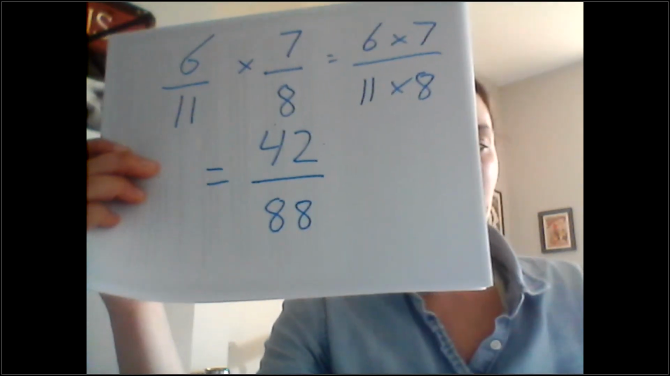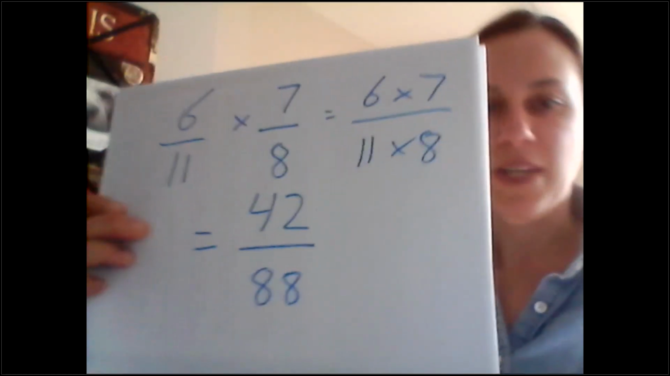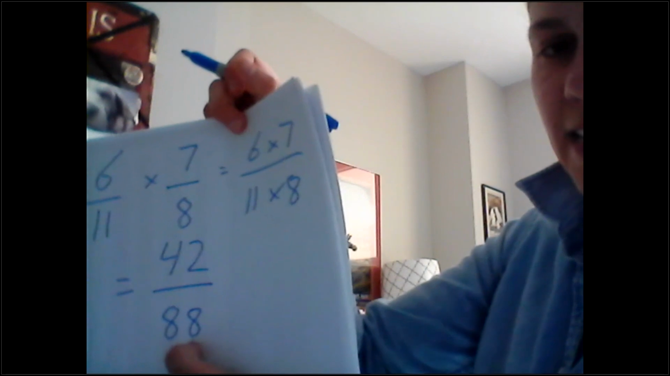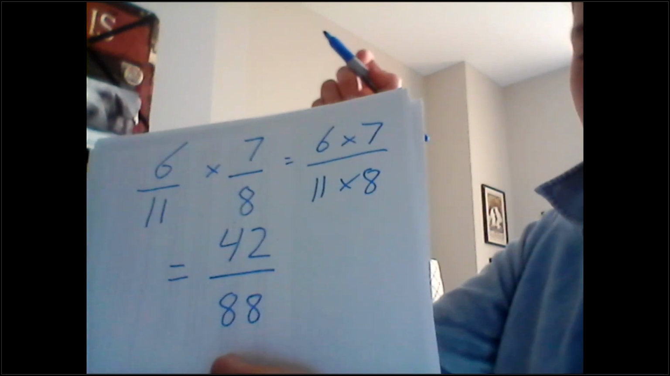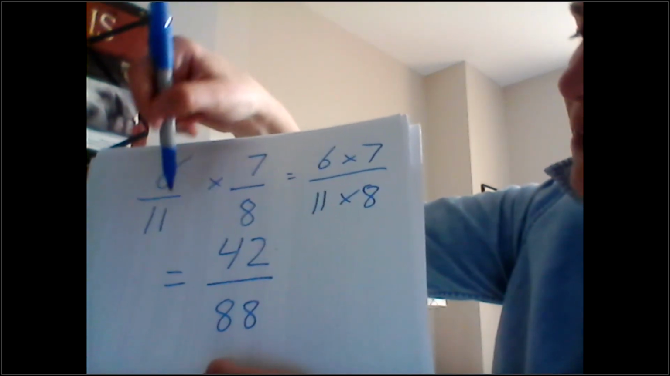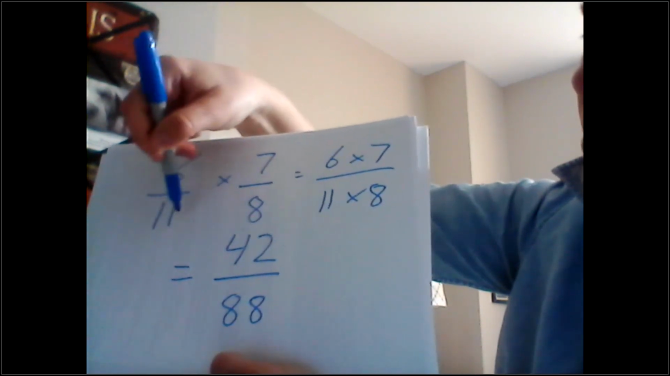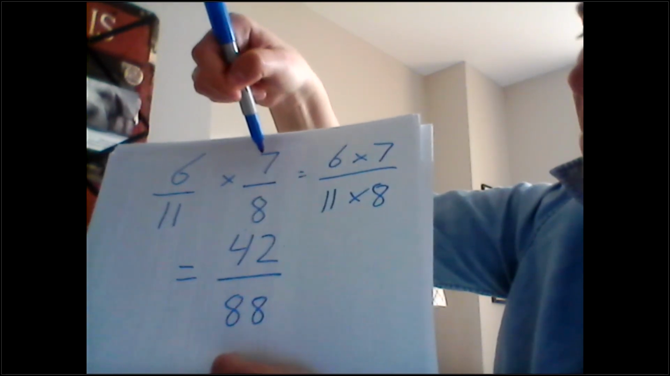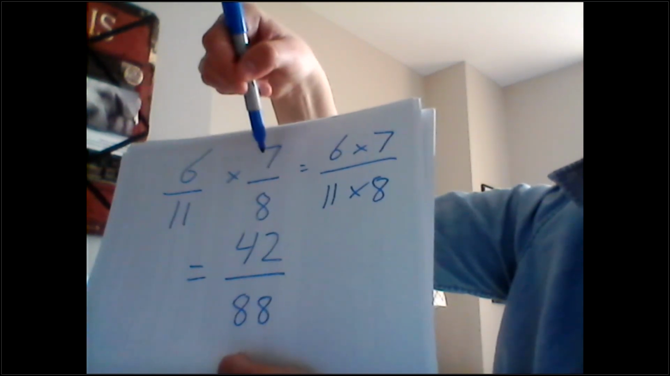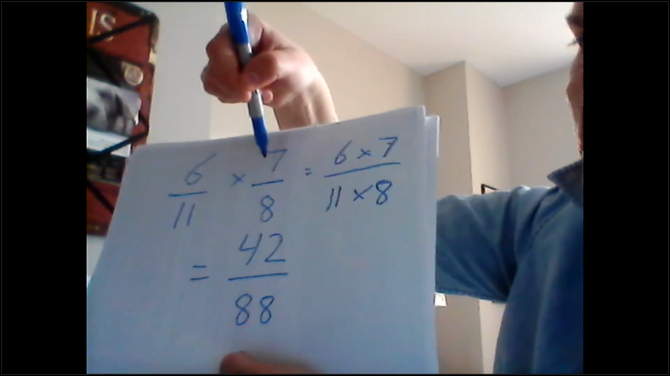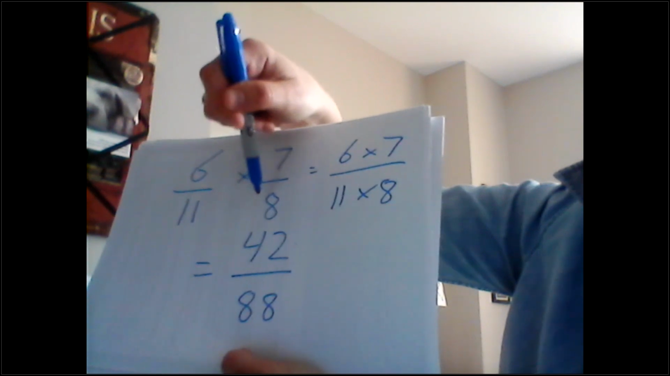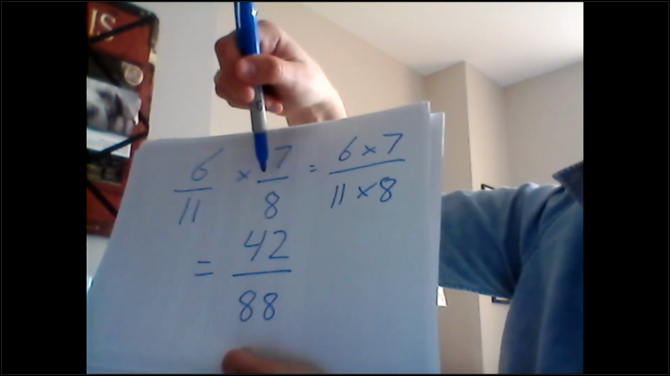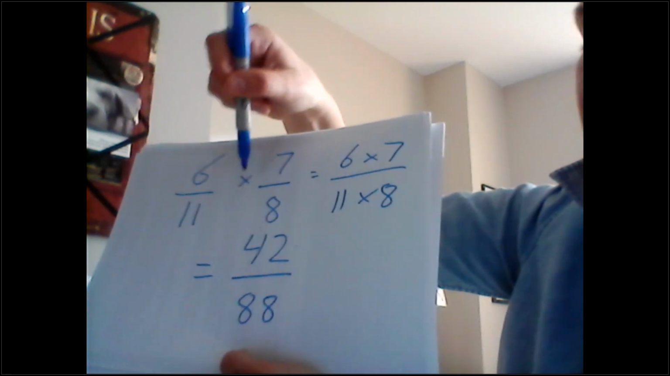So this is a great opportunity to use cross cancellation, because we'll be able to look across the fraction and see if we can simplify it before we do multiplication. I'm looking at the 7 and 11 because I always look across, and there's really nothing I can divide both the 7 and the 11 by, so that's not going to work. But what about the 6 and the 8? Is there a number I can divide both by to get them in their simplest terms? The answer is yes.